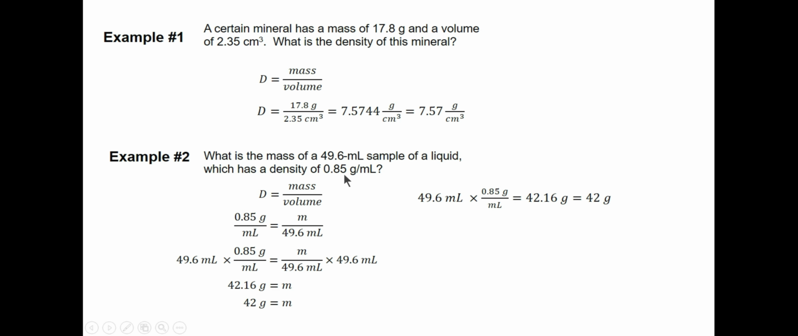Or I can recognize that this is conversion factor information because it's got 2 different properties with a per. So I start with the other one, the 49.6 milliliters. That means I need milliliters on the bottom, grams on the top. 0.85 goes with the grams, so I put that on the top. Complete the conversion, round it.